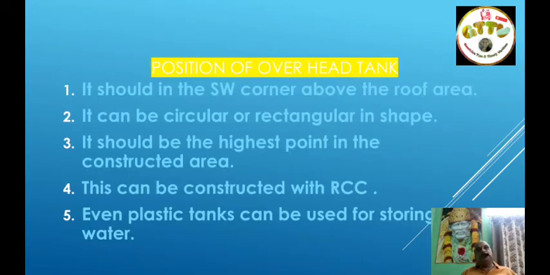Now, position of overhead tank. Yes, this is also a place where you are going to store water. That is above the terrace or above the building where you store the water. Always it should be on the southwest corner on the roof area. It can be circular, or rectangular, or PVC, or any way you can store it, but it should be exactly in the southwest corner. That should be the highest point in the constructed area where you keep your water tank. That is the correct location for storing water above the ground level, above the terrace.